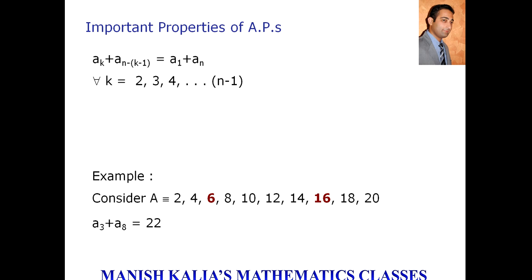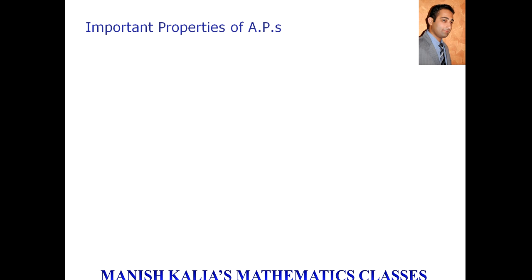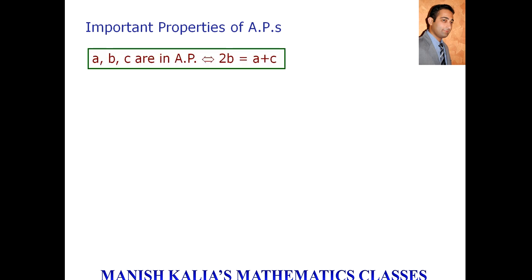We can easily verify this with a given AP: 2, 4, 6, 8, 10 up to 20. The first term is 2 and the last term is 20. If we take terms equidistant from the beginning and end, like the third term from the beginning and the third term from the end, the sum is 22. It is the same as 2 plus 20.